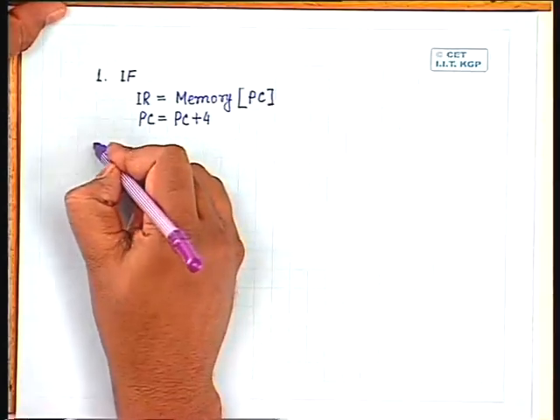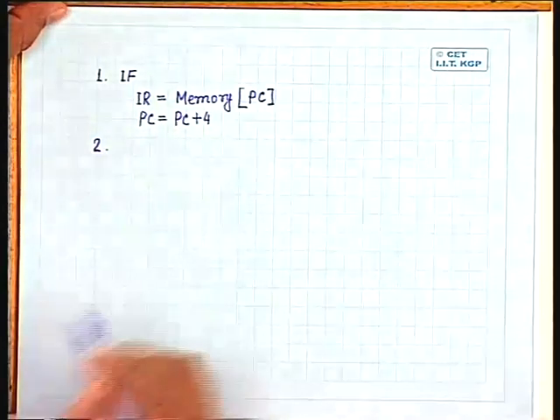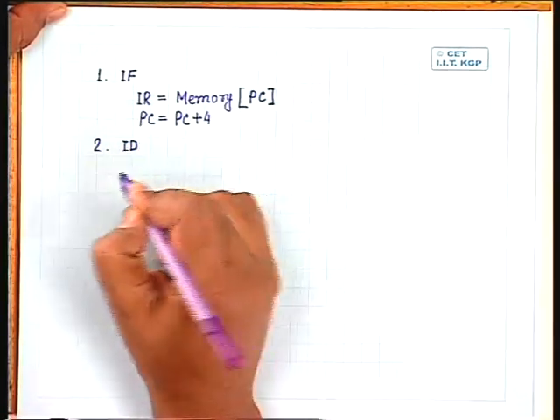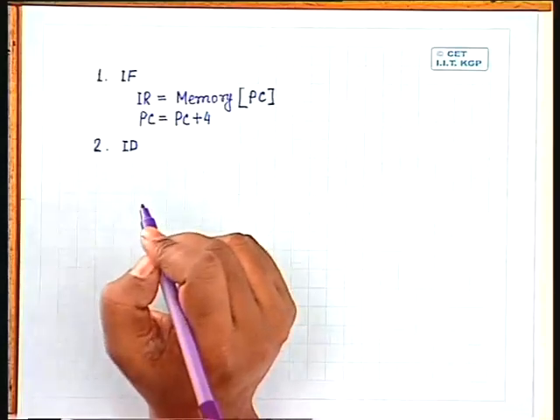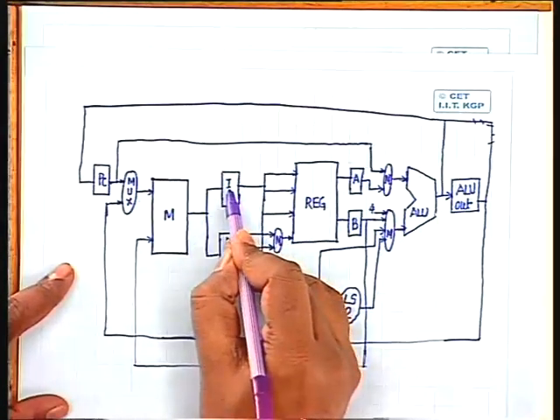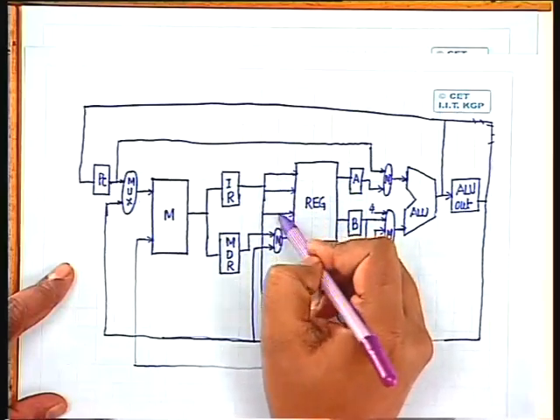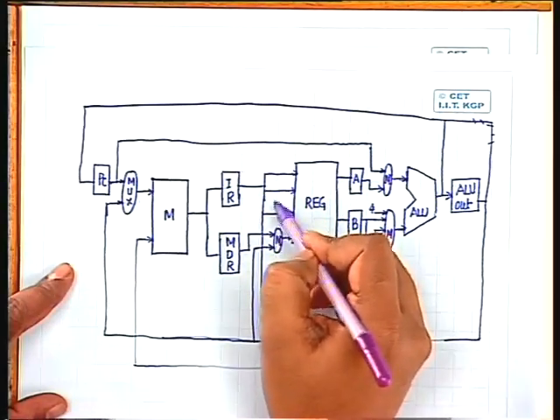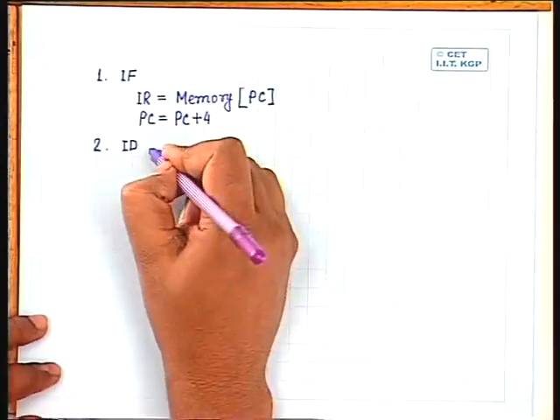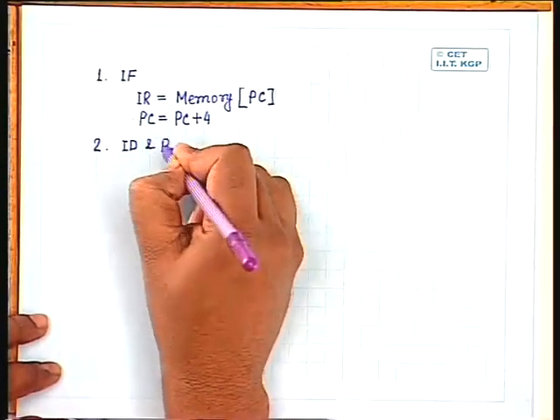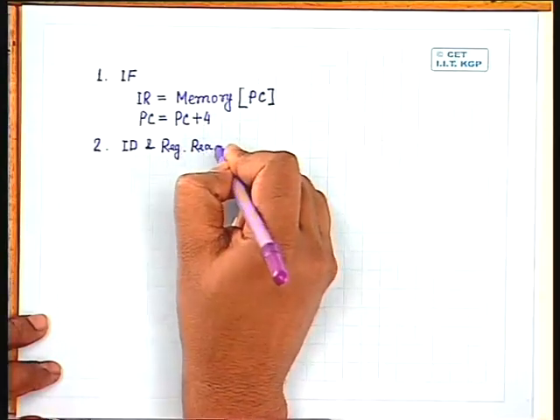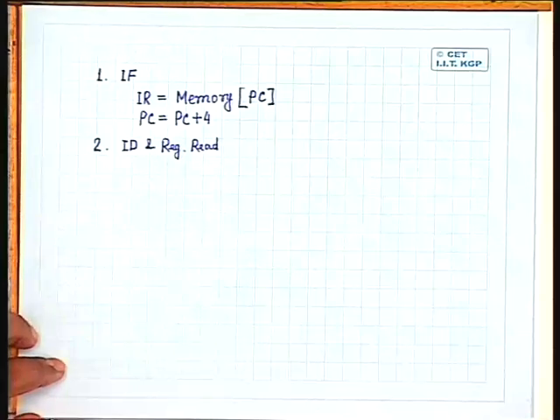During the second clock period, the operation that will be performed is instruction decode. Okay, and simultaneously, since here you have loaded the instruction into the instruction register, the register addresses are also available. So what I can do is perform instruction decode and register read at the same time. These two operations can be performed simultaneously.